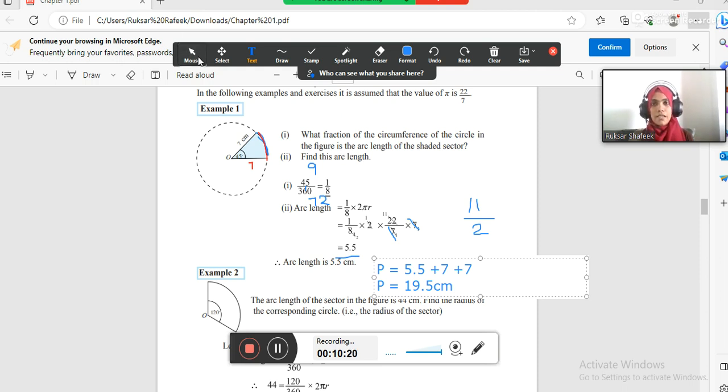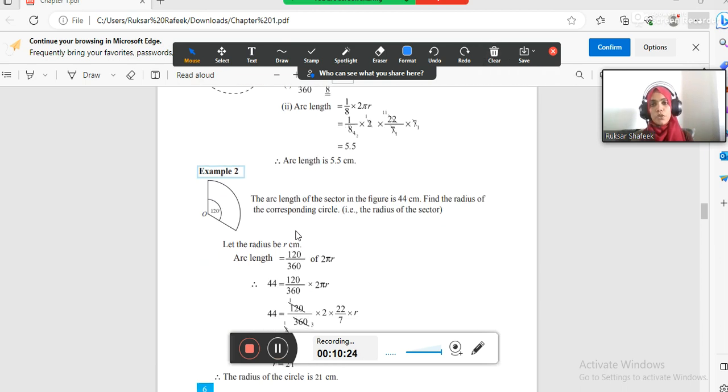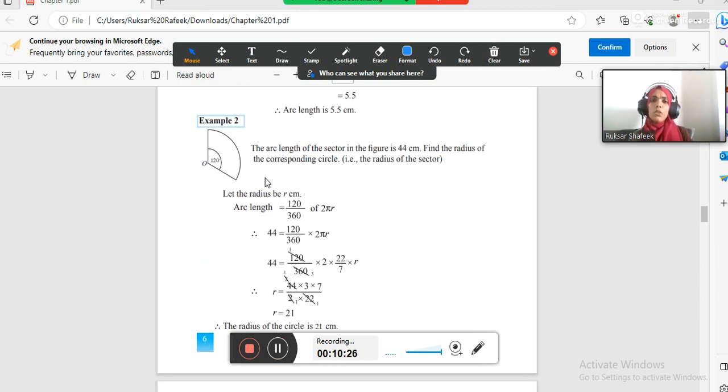And then that's the example that we've used there. Let me clear the screen to move to the second example. Now in the second example there's a small twist to it where they've given us the arc length, which is 44. So basically they've given us that this particular part is 44 and we need to find the radius, which is not given.